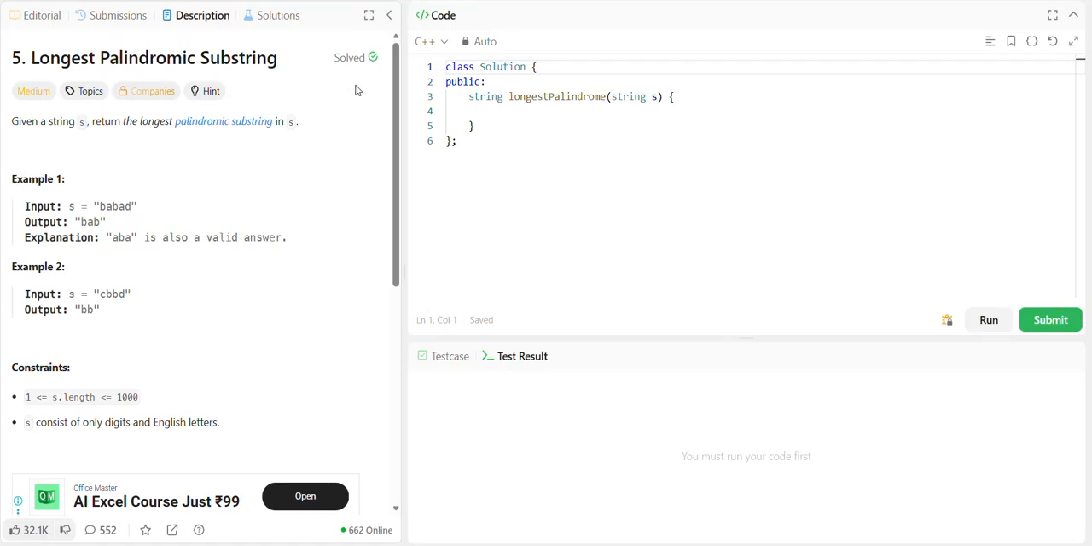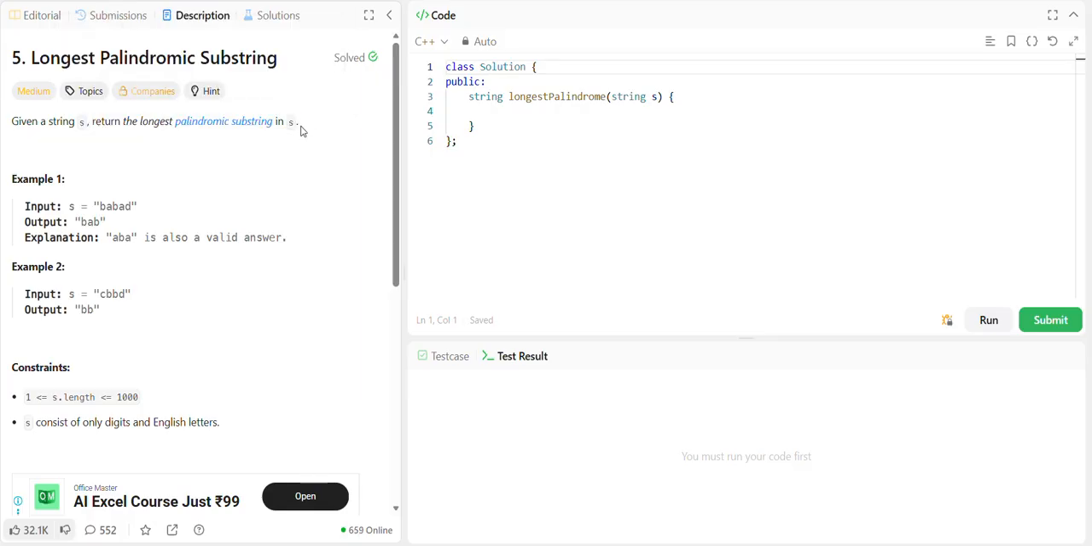Hi. Today we are going to solve this problem called longest palindromic substring. This is LeetCode problem number 5. This question is pretty simple. It's given a string S, and we need to return the longest palindromic substring in S.